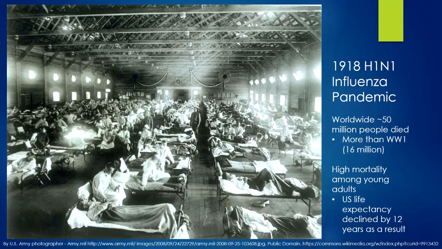And returning to the influenza example, I just wanted to mention the 1918 H1N1 influenza pandemic, which was estimated to kill 50 million people worldwide. It was going on around the same time as World War I, and killed more than twice as many people as died in the war. This was a very high mortality rate infection, especially among younger adults, which is unusual for influenza. As a result, the US life expectancy actually dropped by 12 years after the 1918 flu outbreak. So just a reminder that it is still a serious threat.